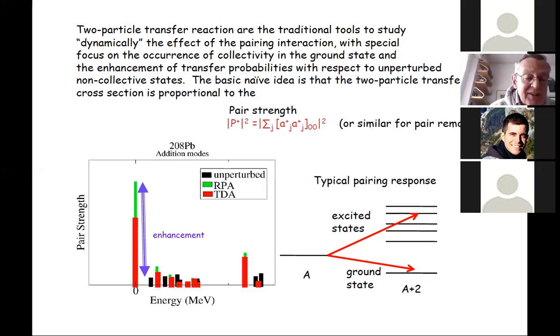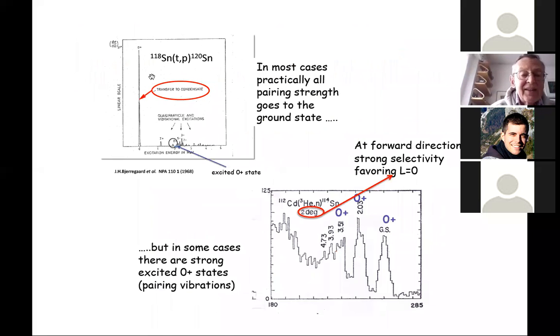And the result of this typical result is that you see that in a (t,p) reaction, for example, in tin-118 going to tin-120, the transfer to the ground state is by far orders of magnitude larger than the transition to all the other states. And you can see in this case that the first excited state is very, very weakly excited with respect to the ground state. So in this case, which is a case in which the system is superfluid from the point of view of the pairing, practically all the strength goes into the ground state.